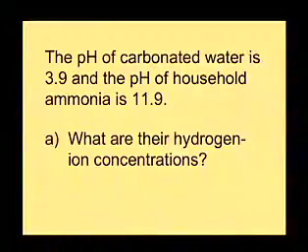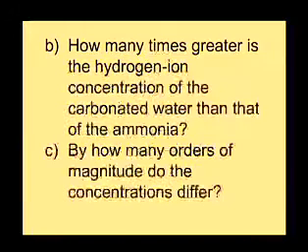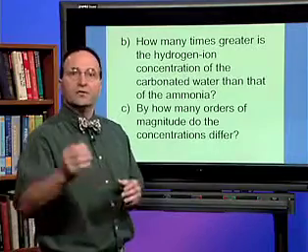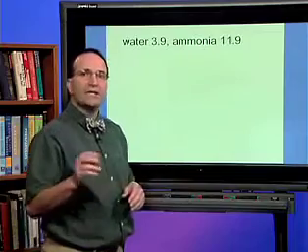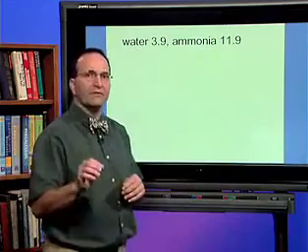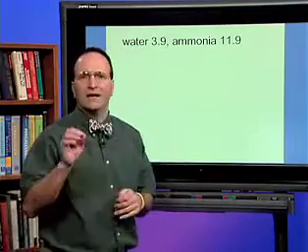The pH of carbonated water is 3 9/10, and the pH of household ammonia is 11.9. Part A, what are their hydrogen ion concentrations? Part B, how many times greater is the hydrogen ion concentration of carbonated water than that of ammonia? And part C, by how many orders of magnitude do the concentrations differ? So let's start off with part A, in which we want to calculate the hydrogen ion concentrations. Remember, we were given the value of 3 9/10 for water, and 11 9/10 for ammonia.